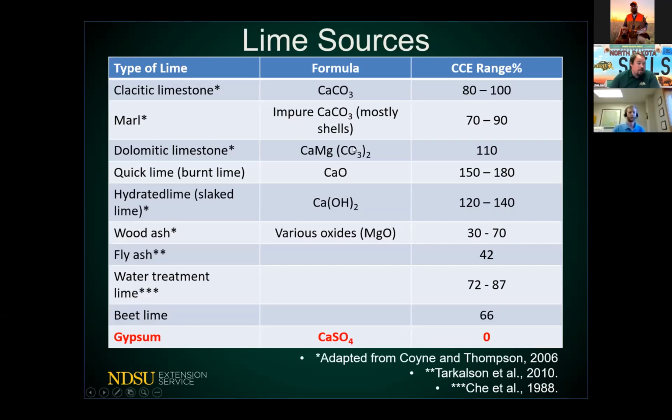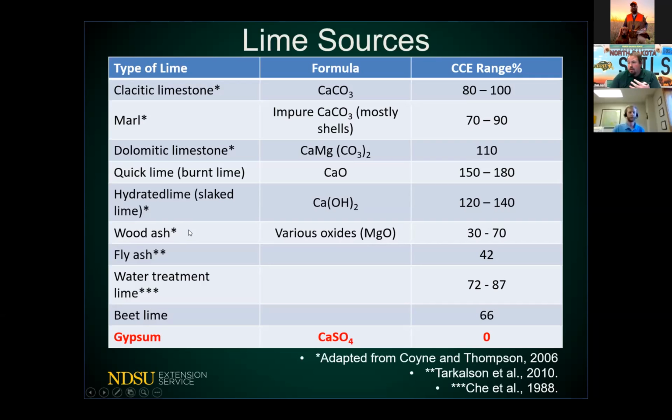Now there's other things out there, such as the quicklime, which is about halfway down, and on the right side has a CCE range of 150 to 180. And that's more effective at neutralizing, I shouldn't say more effective, but you can use less product to have the same impact as you would with limestone, because the oxygen is reacting with the hydrogen, so it's producing hydroxyl, that's OH minus, or it could produce water as well.